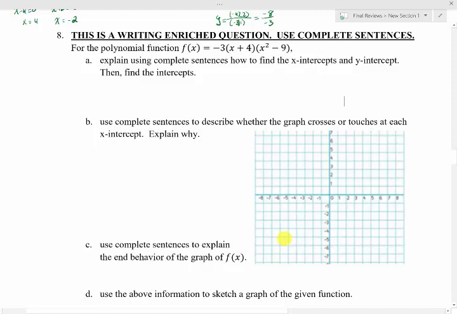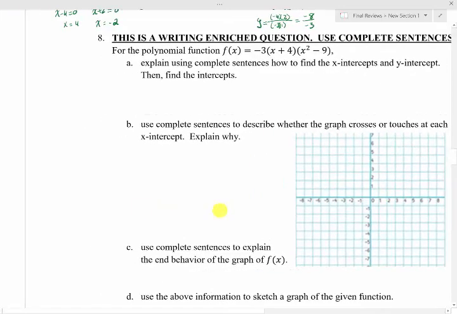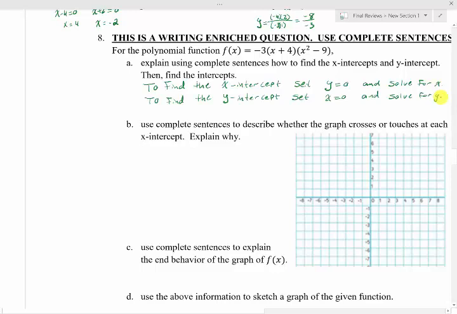and then find them. I didn't leave myself enough room right here, so I'm going to do it over here on my side. To find our x-intercept, we're going to set y equal to 0 and solve for x. And to find our y-intercept, we're going to set x equal to 0 and solve for y. For these writing enriched questions, we're not looking for super detailed and elaborate. We just want you to use complete sentences to make sure that we know you know what's going on.